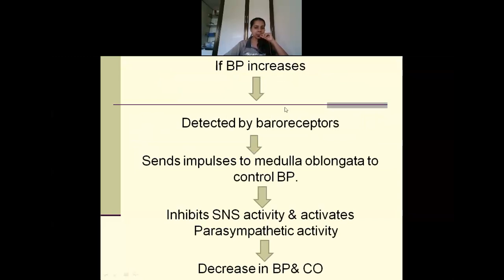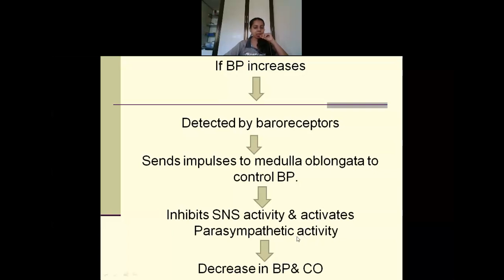Whenever there is increase in the BP, already I told it is detected by the baroreceptors because they are pressure sensitive. Okay, so once the baroreceptors detect it, they will send impulse to the medulla oblongata in order to control the BP. Then what happens is it will inhibit the sympathetic nervous system and activate the parasympathetic. Inhibition of sympathetic nervous system means your heart rate and cardiac output and BP will become reduced. Okay, and there will be activation slowly of the parasympathetic nervous system. Activation of parasympathetic nervous system means what?